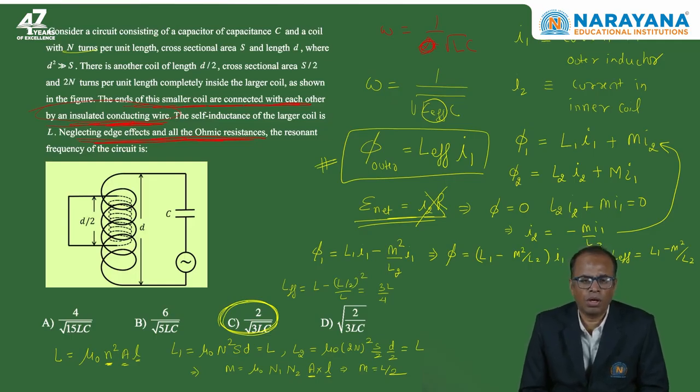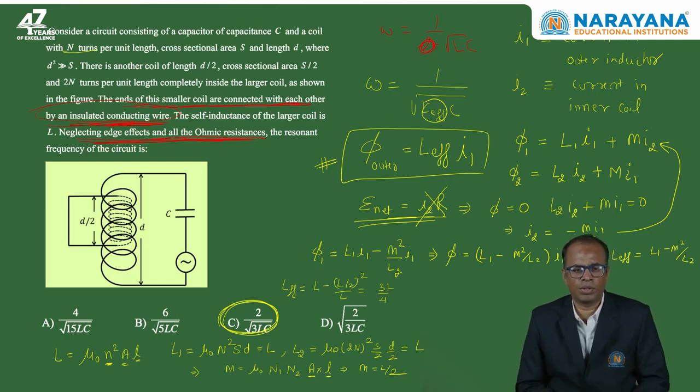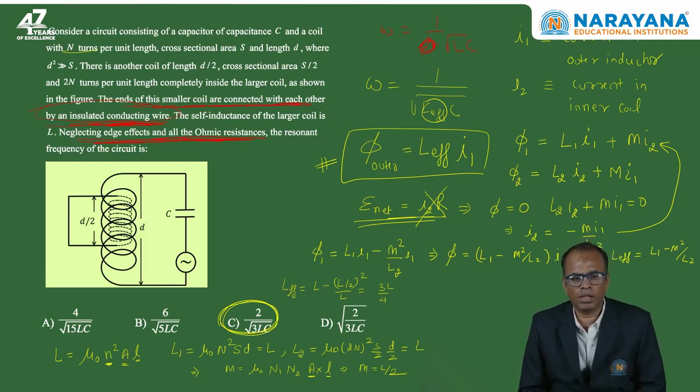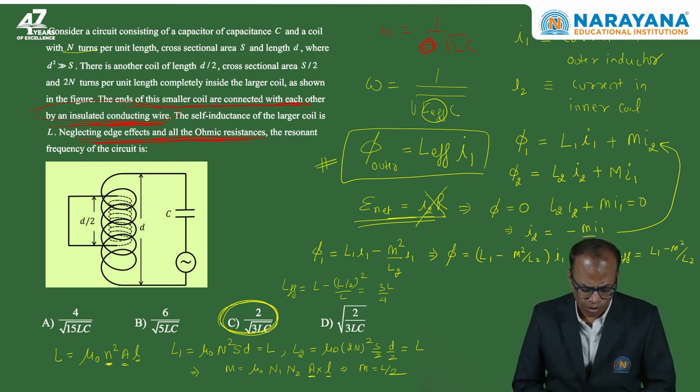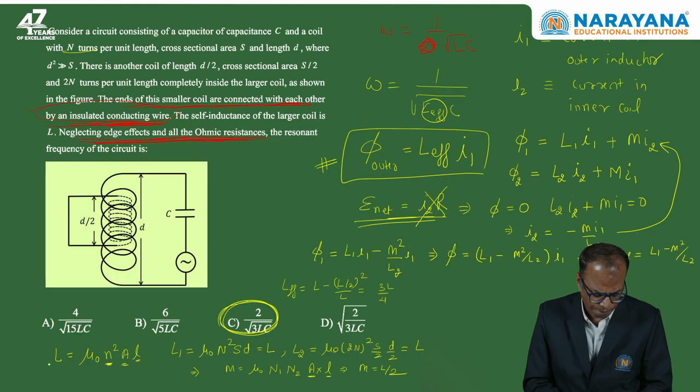So you see, one question involving multiple concepts: calculating mutual inductance, then calculating the effective inductance, and knowing the formula for the resonance frequency of LC oscillatory circuit. That is the beauty of JEE. Okay, let's move on to the next question.